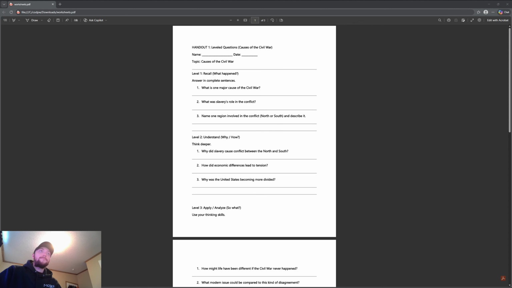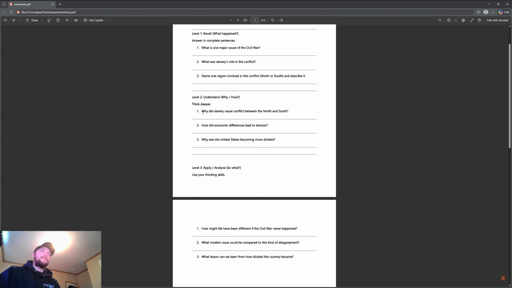So here's the worksheet you guys are going to be doing. So you can see that level 1 is our recalling questions. So I just want you guys to answer in these incomplete sentences. What is one major cause of the Civil War? What was slavery's role in the conflict? And name one region involved in the conflict.